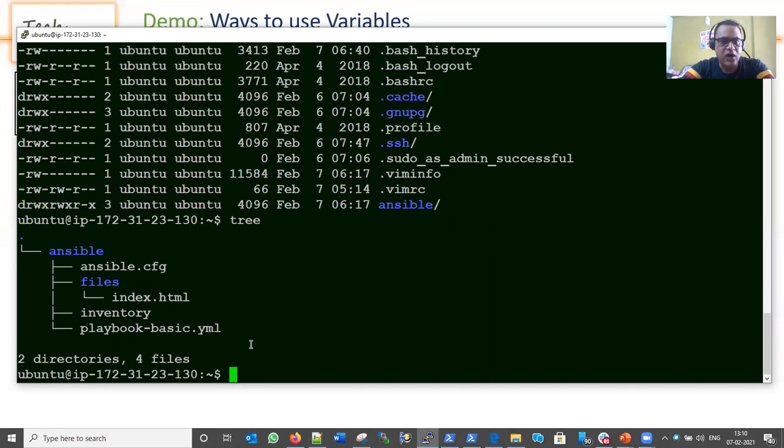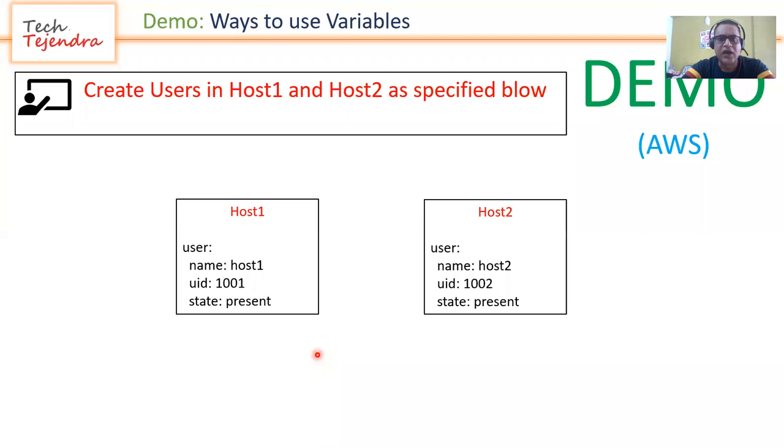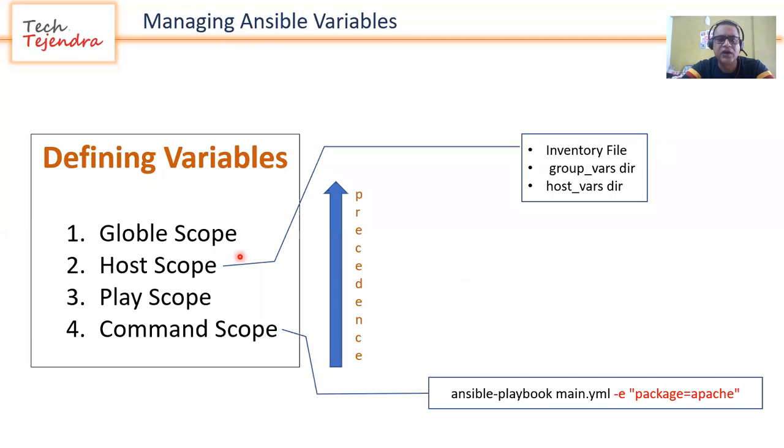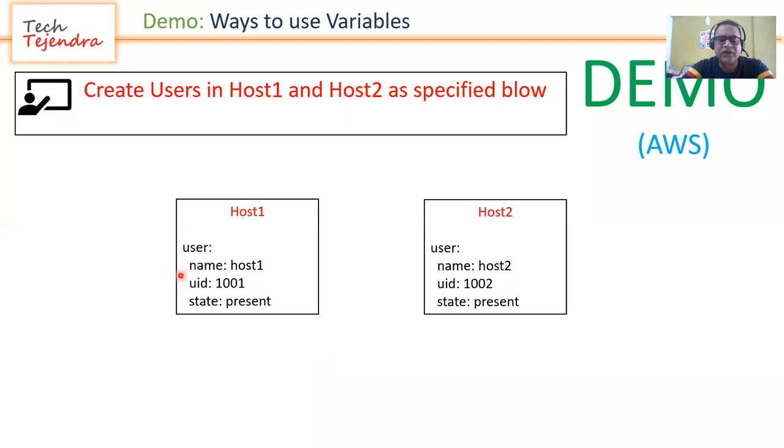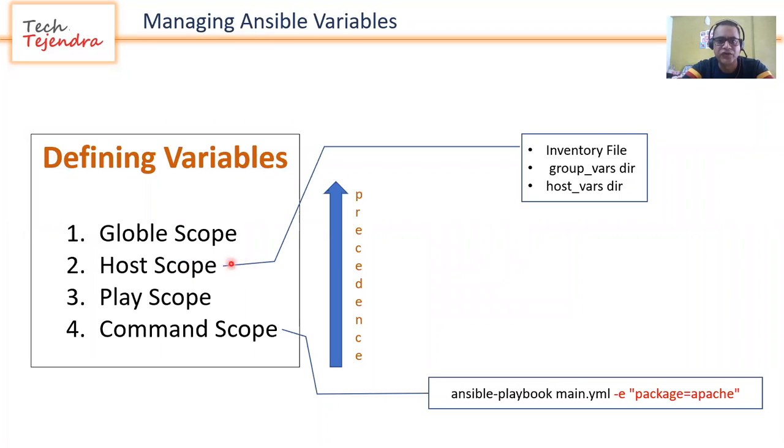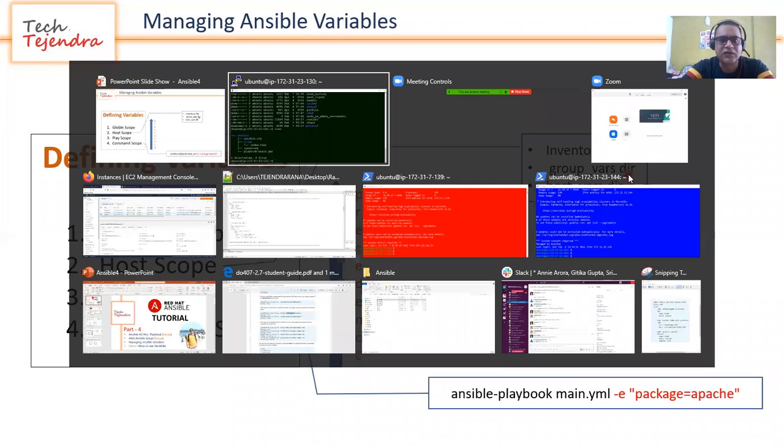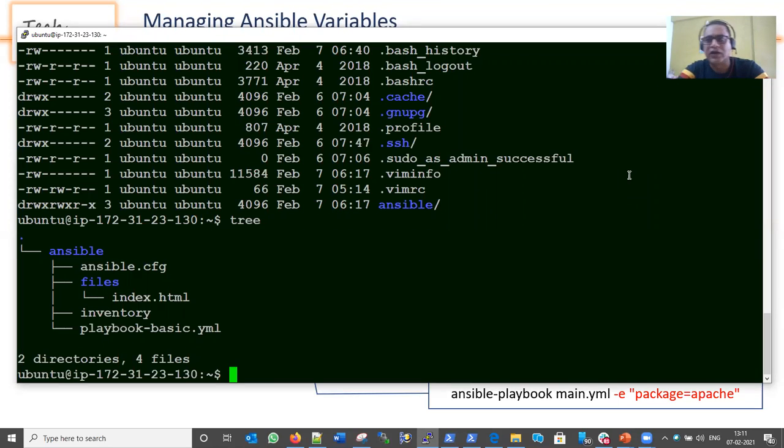Now, for defining the variable, as I showed you, our problem statement says we need to create users for the hosts. That's why we have to define our variable in the host scope, and host scope goes in the group_vars directory. Let me first show you the content of our inventory file so that you can understand it better. Let me go inside our working directory.